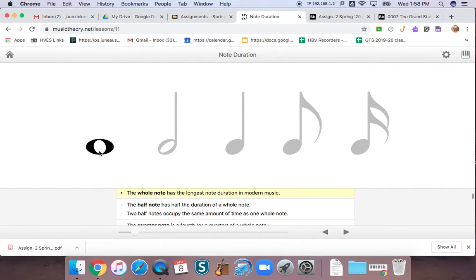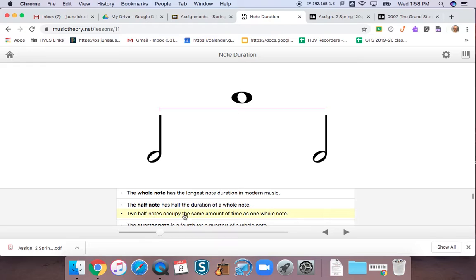And a whole note lasts for 4 beats. The beats can be fast or slow, but if I have a note that I just sang for 4 beats, or I could sing it slow, it's still going to be 4 beats. So half of that is 2. We call that a half note. That was 2 beats. Two half notes occupy the same amount of time as one whole note. So ta, ta, that would be 2 half notes.